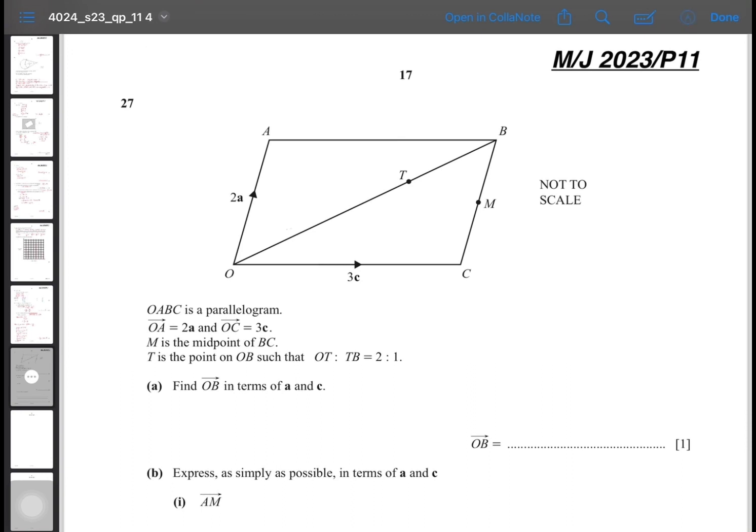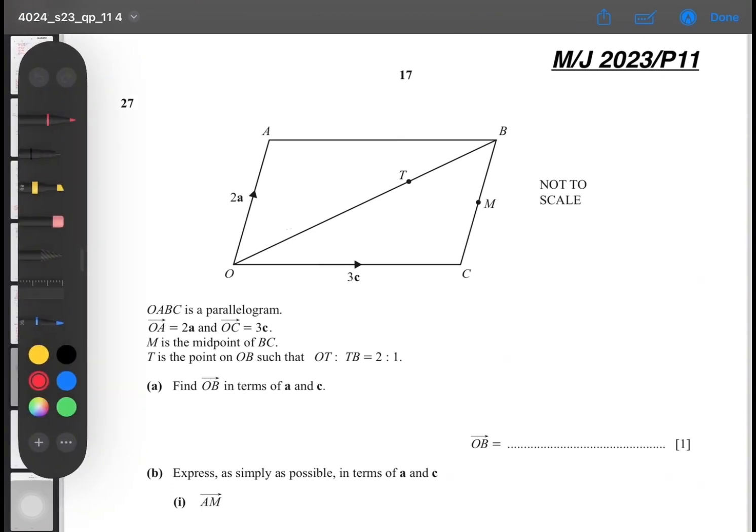Question number 27. OABC is a parallelogram. OA is equal to 2A and OC is equal to 3C. M is the midpoint of BC. T is the point on OB such that OT ratio TB is equal to 2 ratio 1. Part A. Find OB in terms of A and C. If you see the diagram carefully, OA is parallel to CB. So this is equal to 2A and OC is parallel to AB. So AB is 3C.